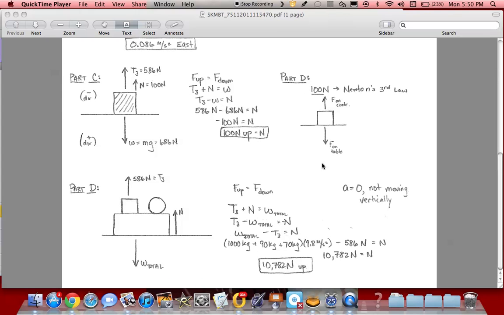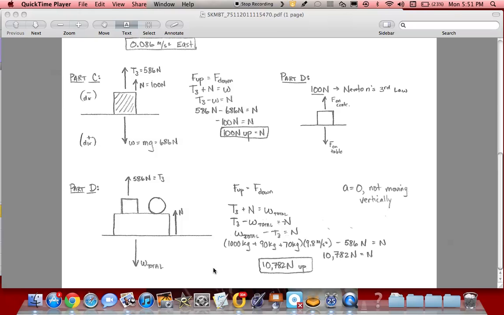Now part D, well, I'm sorry, this should say part E. I messed up right there. In part E, they're asking you to find the force exerted on the crate by the floor. Since it's not moving vertically, again, nothing's moving vertically, the forces up are equal to the forces down.